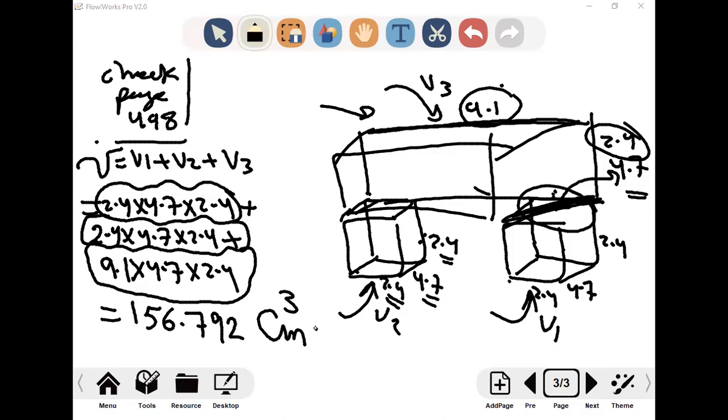Done. Now, let's move from the composite volume. Your homework for today is page 503. Questions 1, 2, 3, and 4. Again, your homework for today is page 503. Questions 1, 2, 3, and 4.